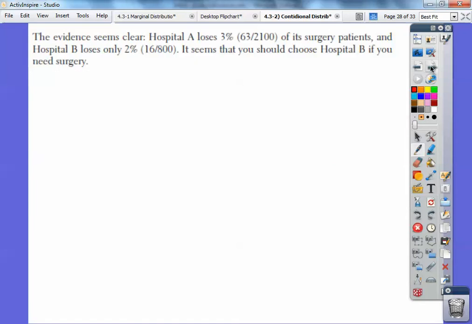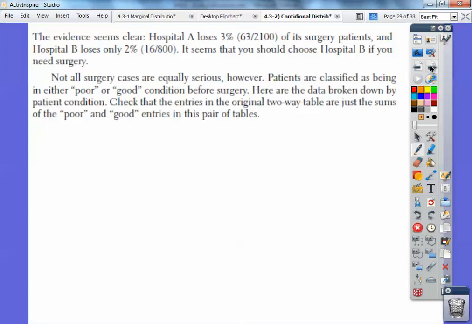And then we're going to calculate the percentages on this, you guys. The evidence, when you calculate the percentages, is pretty clear, you guys. Hospital A loses 3%, which is 63 divided by the total, 2,100 of its surgery patients. And Hospital B only loses 2%. So it seems you should choose Hospital B if you need surgery, right? But there's some lurking variables hiding, and here they are, you guys. So lurking variables: not all cases are equally as serious, and patients are classified as being either in good condition or poor condition. Here's the data broken down by patient conditions.